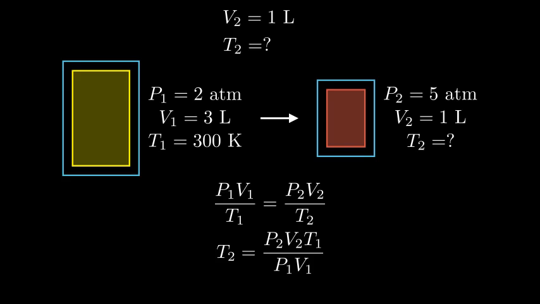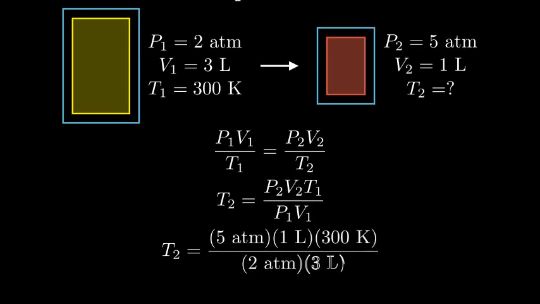Now, let's substitute our values. We have T2 equals 5 atmospheres times 1 liter times 300 Kelvin divided by 2 atmospheres times 3 liters. Let's solve this step by step.